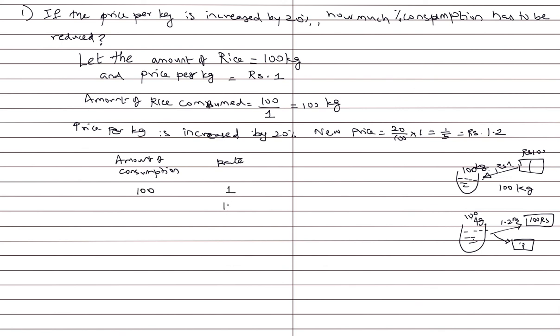And now what is changing? The rate is changing to 1.2 rupees. That means the amount of consumption is how much? The rate is increasing, that means the amount of consumption will reduce. Right? So this is an example of inverse proportion.